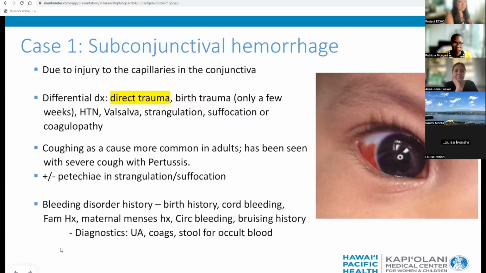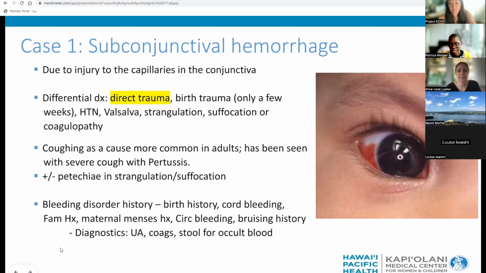Here is also a list of other causes of subconjunctival hemorrhages. Of course, we can see it due to birth trauma, but these usually resolve after a few weeks. We can also see it in hypertension, Valsalva, strangulation, suffocation, or coagulopathy. As I mentioned, coughing as a cause, we can see that in adults and in older children and teenagers, and it has been seen in some infants, again with severe cough with pertussis. And in cases of suffocation and strangulation due to abuse, we might also see petechiae around the eye as well.